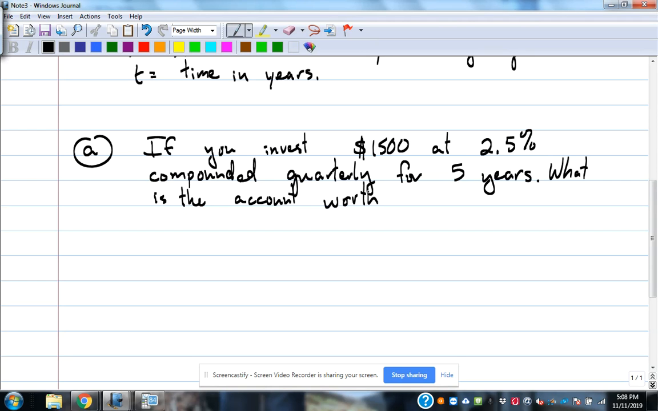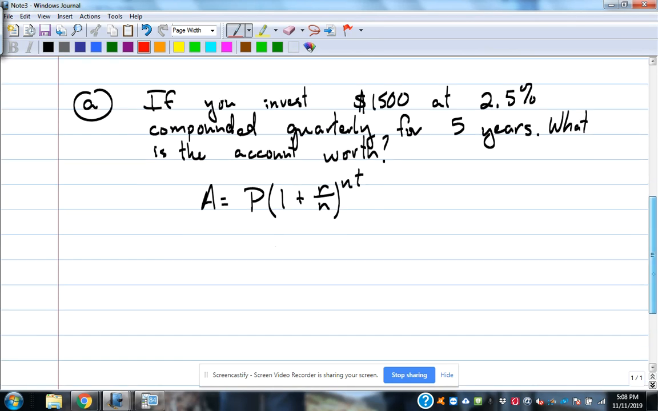So this is a straightforward plug it in and work it out. We're looking for account worth. We have a principal investment. We know the interest rate and how many times it compounds per year. We know everything that's on the right side of our formula. Our principal investment is the $1,500.